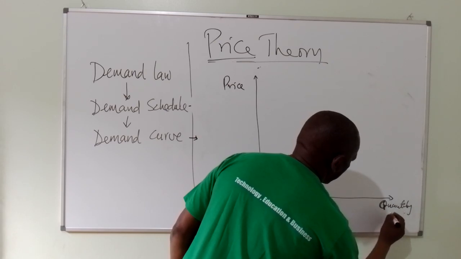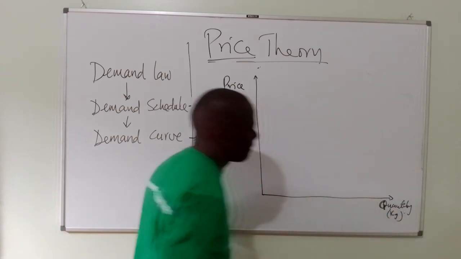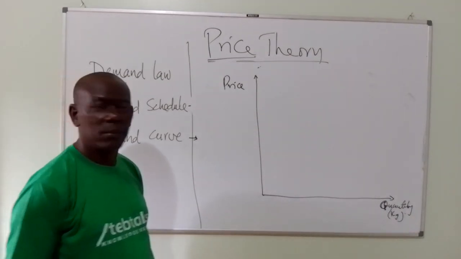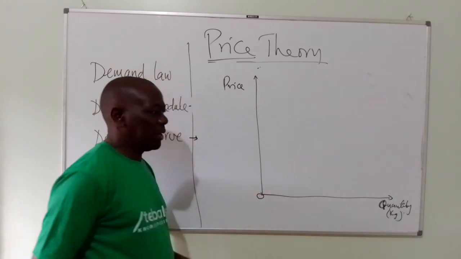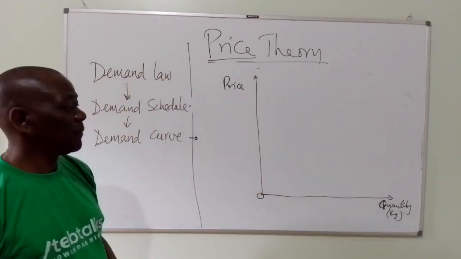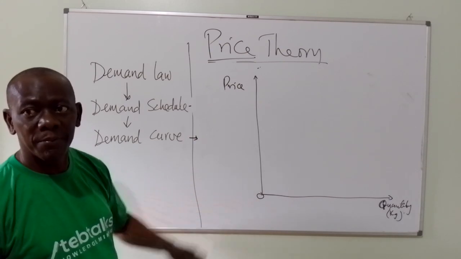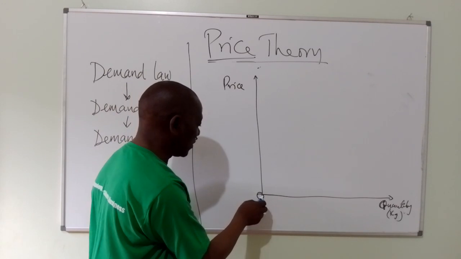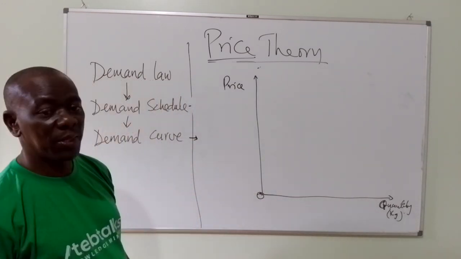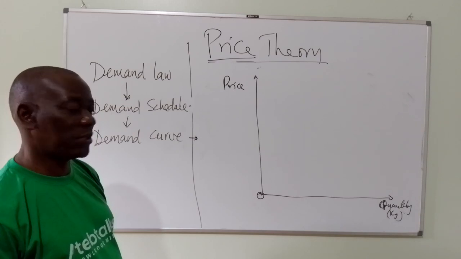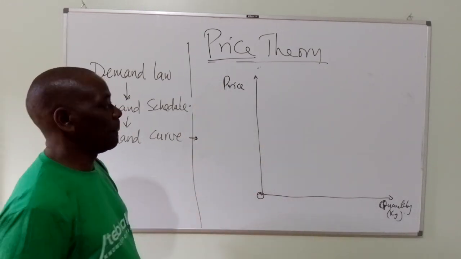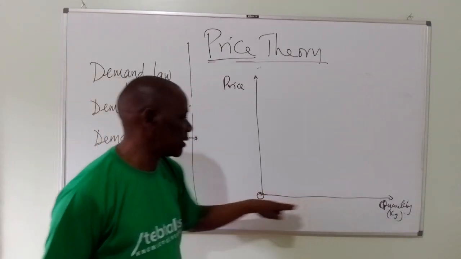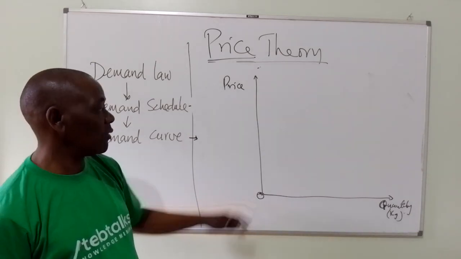Quantity, that is in terms of kilograms. That's what we have. Whenever we are drawing this, we must put a zero here, starting with the origin. If you don't put a zero at the origin point, then it is not a right diagram. So in economics, whenever you are drawing these curves, you must make sure that the x-axis starts from zero, and even the y-axis. So there must be the origin.